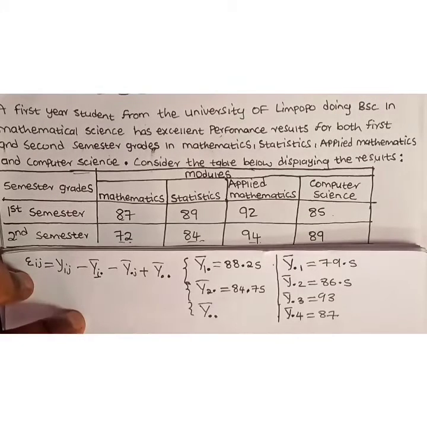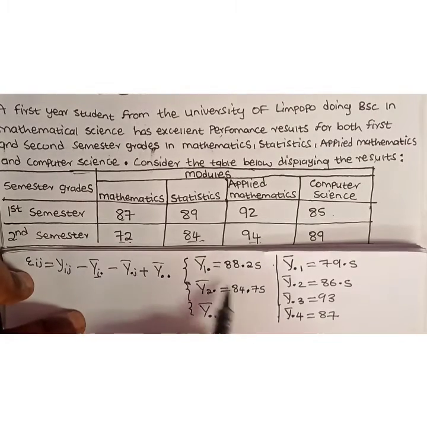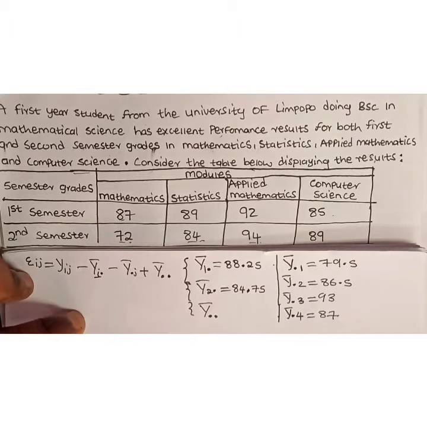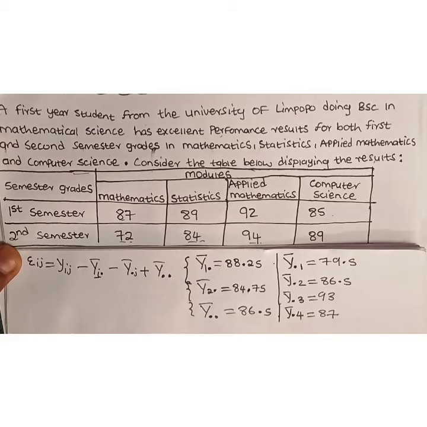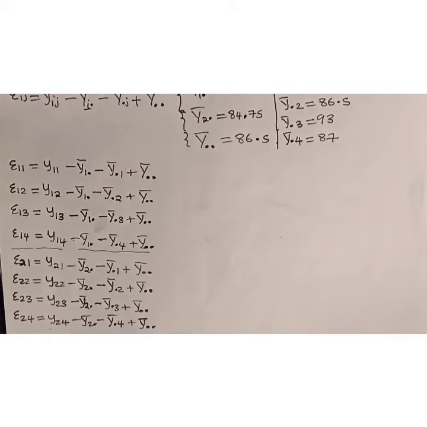So our grand mean is just the average of the treatment means or the average of the block means, which is just 88.25 plus 84.75 divided by 2, and I'll get my answer as 86.5. Now, I can estimate my errors as follows: E11, E12, E13, E14, E21, E22, E23, E24.